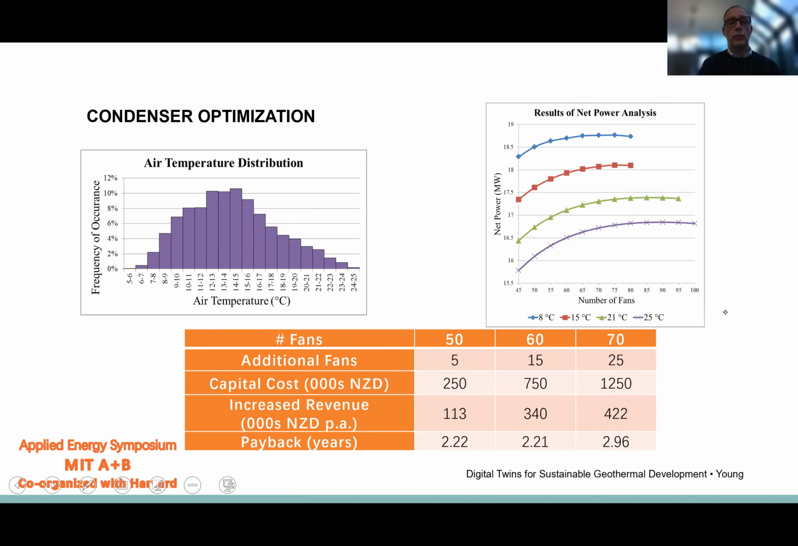So here we looked at the data from the area, looking at air temperature, and actually looking at adding in different numbers of fans and whether it was worthwhile from a cost-benefit analysis. We can see here the payback's not too unreasonable. For a plant like this, it could be something that they could actually consider.